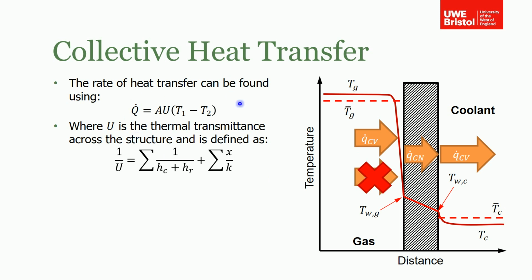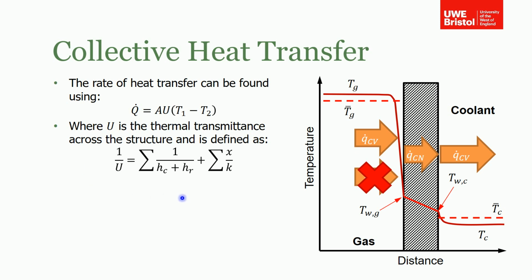Otherwise, more often than not, you don't know what the internal temperatures are, and you don't need them. That's because you can replace the thermal conductivity and the convective and radiative heat transfer coefficients with a general term, U, which is the thermal transmittance. So this equation will simplify to this. The thermal transmittance is a function of the convective and radiative heat transfer coefficients and thermal conductivity, and it's defined as this.